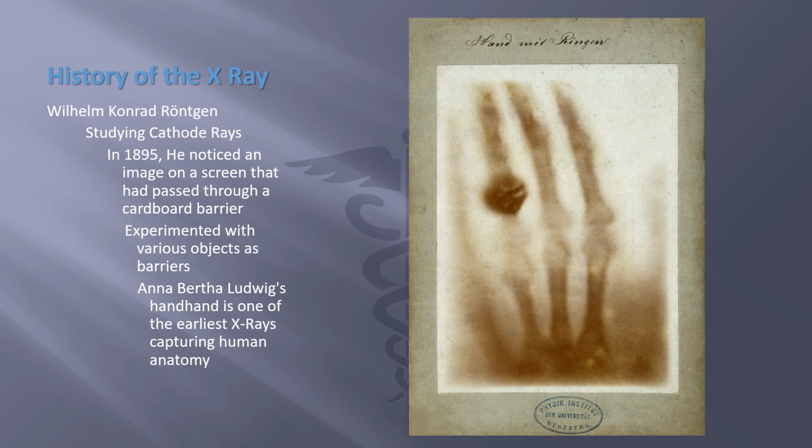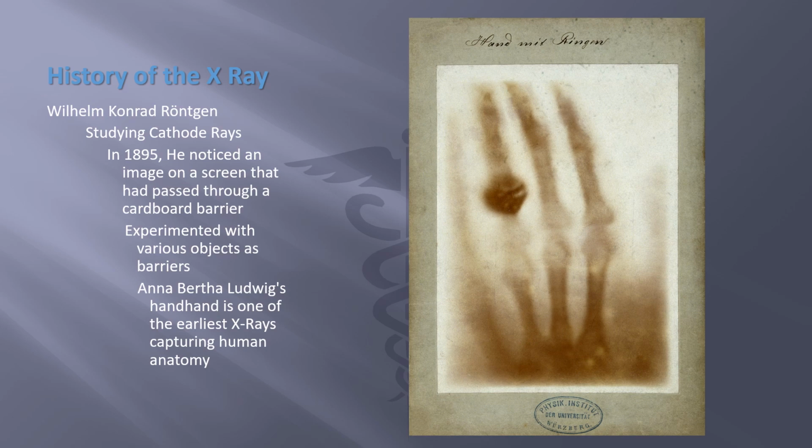And this is actually an image of Wilhelm Conrad's wife's hand. This is one of the earliest images captured of human anatomy on x-ray, and little did they know that this would be so ubiquitous and used in medical clinics and hospitals around the world, with billions and billions of images from this initial research.